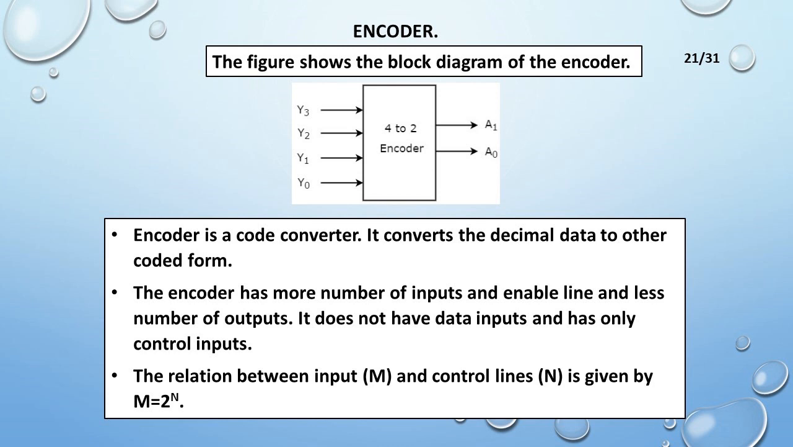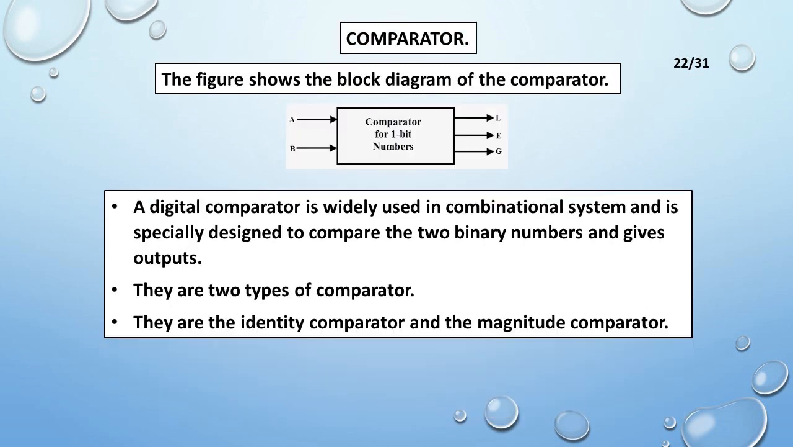Encoder. The figure shows the block diagram of the encoder. An encoder is a code converter. It converts decimal data to another coded form. The encoder has a larger number of inputs, an enable line and fewer outputs. It does not have data inputs and has only control inputs. The relation between inputs m and control lines n is given by m equals 2 power n.